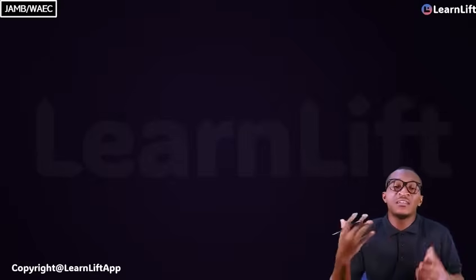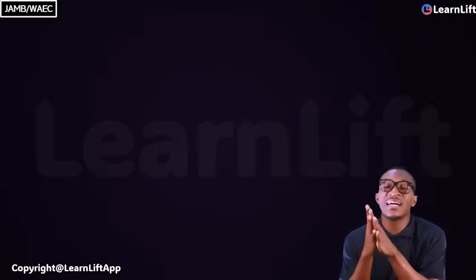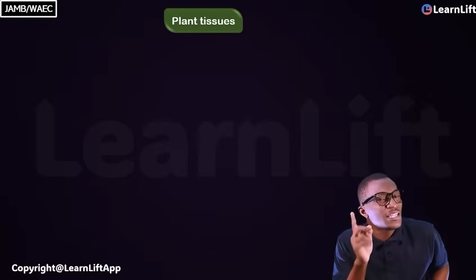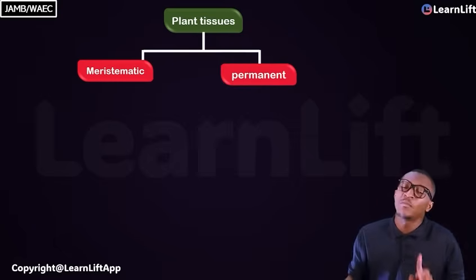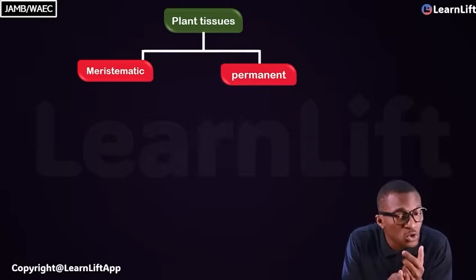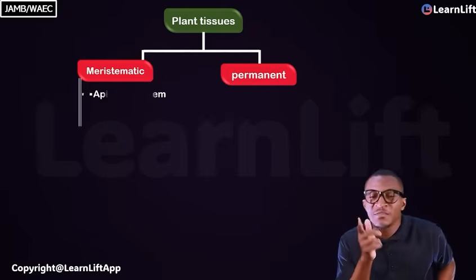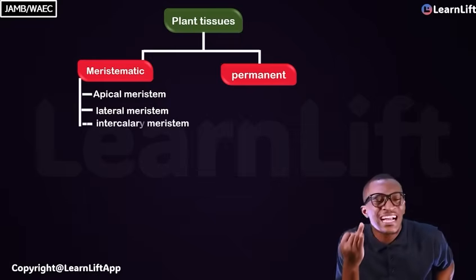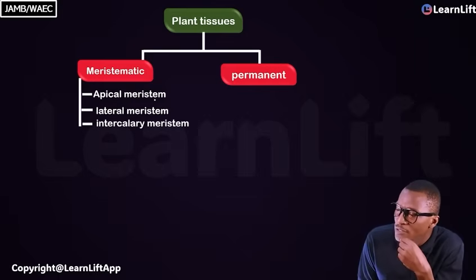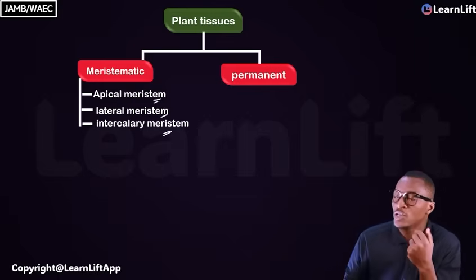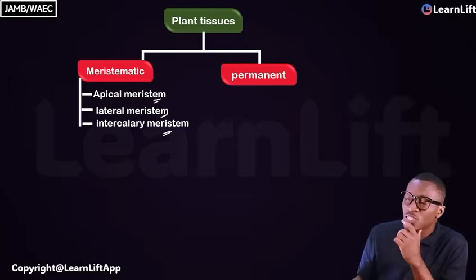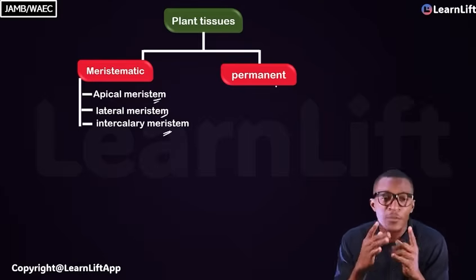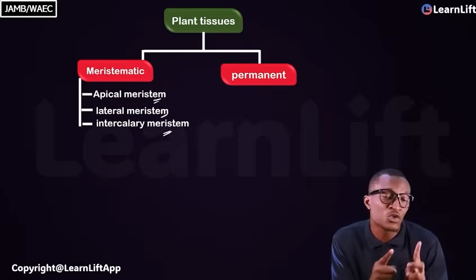Now, quickly, let me classify. I did that in the teaching, but let me still classify how tissues in plants are classified. Take note that plant tissues are divided into two: the meristematic tissue and the permanent tissue. What are the meristematic tissues? The apical meristem, the lateral meristem, and the intercalary meristem. The process whereby meristematic tissues become permanent tissues is what we call differentiation. You've heard of that? The process whereby tissues take a permanent role is called differentiation.